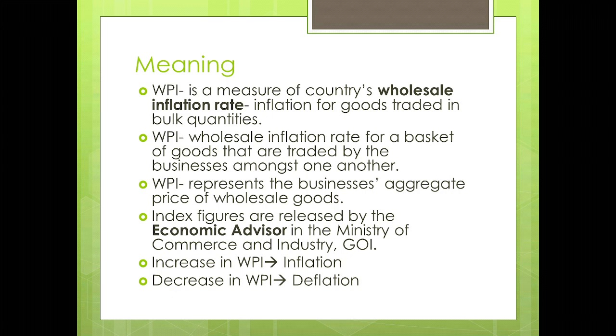And just to simplify it for your understanding, suppose there is a basket which comprises different types of goods, those goods which are purchased in huge quantity and sold in huge quantity, and in that basket we have put several kinds of goods. When we take out the average price of the basket, that is the wholesale cost of that basket. And if we compare it with some other year, then we can find out the rate of growth in the prices or the cost of that basket, and that is what is called the wholesale price index. So WPI represents the business aggregate price of wholesale goods.